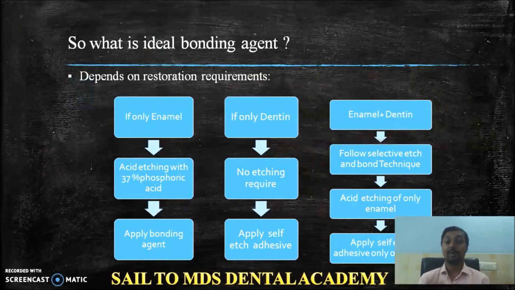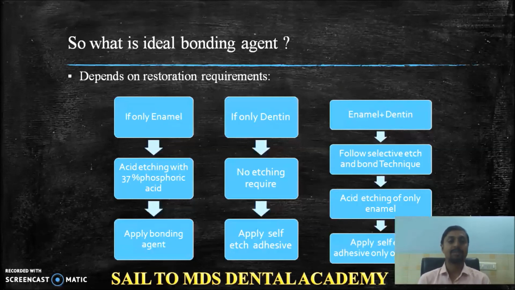It depends on your requirement of restoration. If only enamel is there, you go for the acid etching with phosphoric acid and then apply bonding agent, done. If only dentin is there, then here no etching is required. You have to go for the self-etch adhesive. If enamel and dentin both are there, then you have to follow the selective etch and bond technique, most widely followed nowadays. And also in clinics, please take care which type of bonding agents you are using.